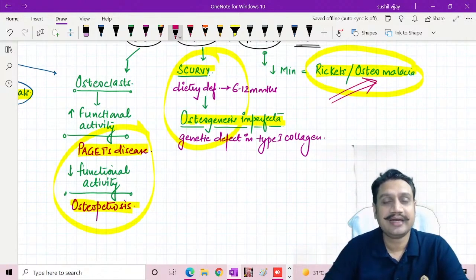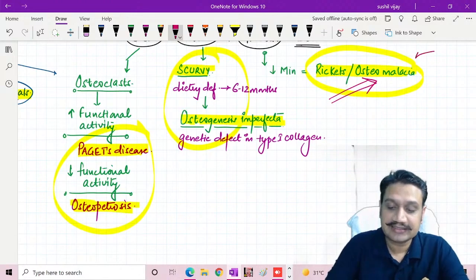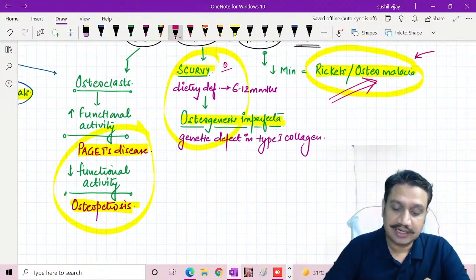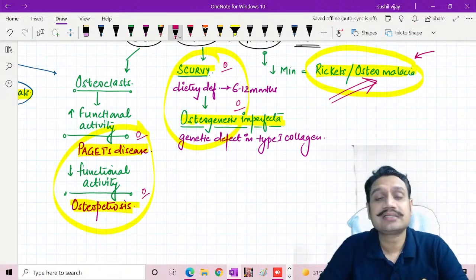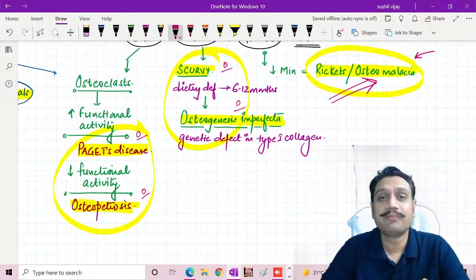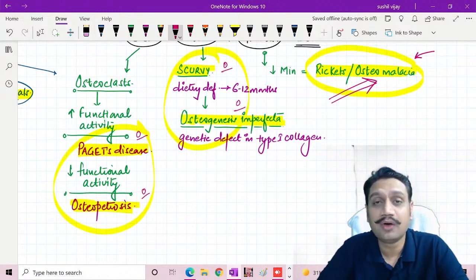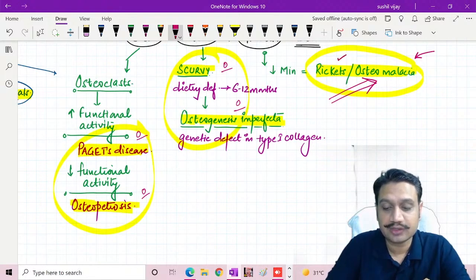Only these two. Am I right? So serum mineralization, serum calcium, serum phosphate is only defective in rickets and malacia. If they give you a question about rickets, scurvy, osteogenesis, Paget's, or osteopetrosis, then you know that the serum mineralization will not be defective. Am I clear on that? So that will not be defective at all. Serum mineralization is only defective in either rickets or malacia.